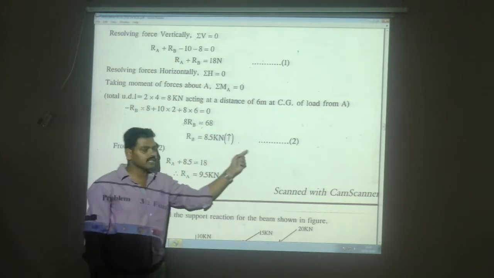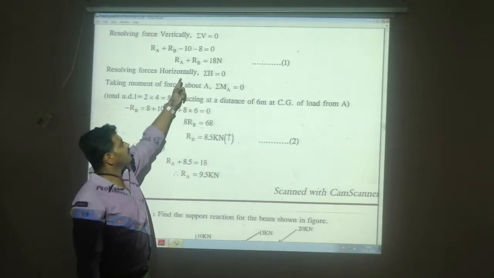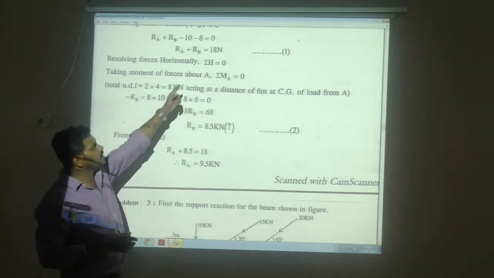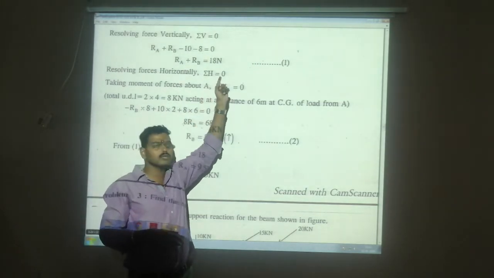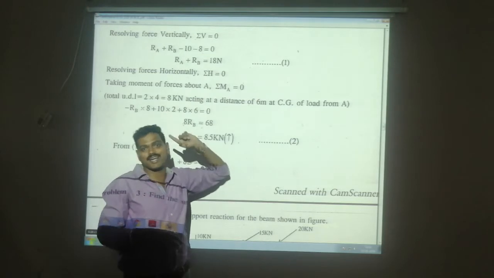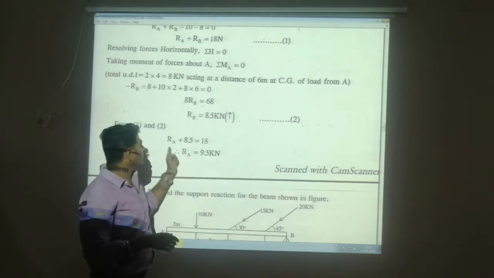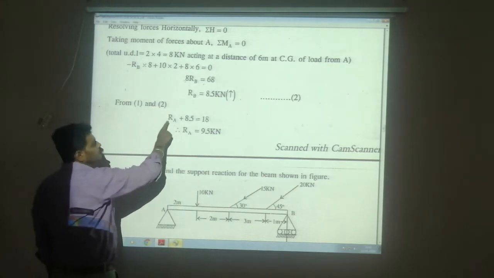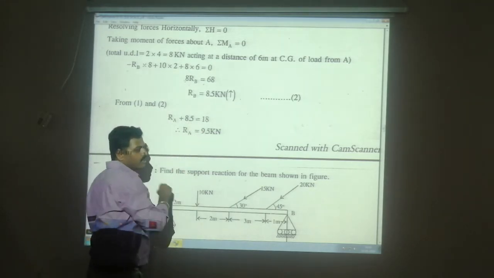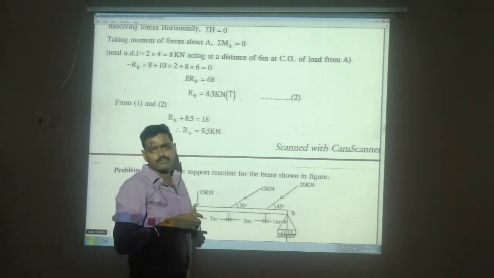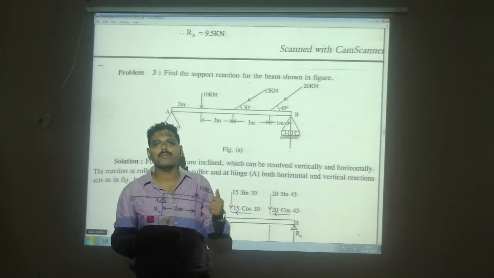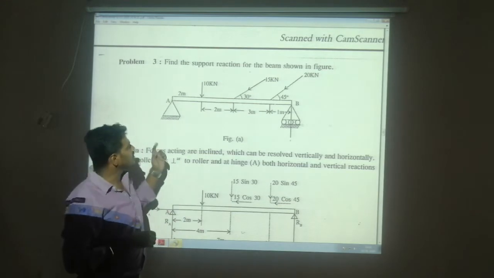Call this equation 2, and from equation 1 we know RA plus RB is equal to 18 kilonewton. Here it was written as 18 Newton, which is a mistake; it is 18 kilonewton. So we get RB as 8.5 kilonewton. Equating equations 1 and 2, RA plus 8.5 is equal to 18, and RA is 9.5 kilonewton. Again it is positive, so both are upward. That is the second problem.